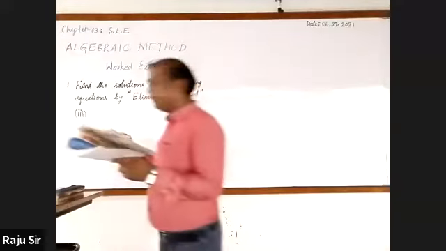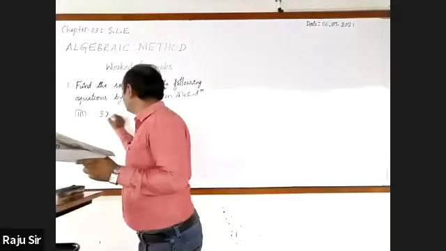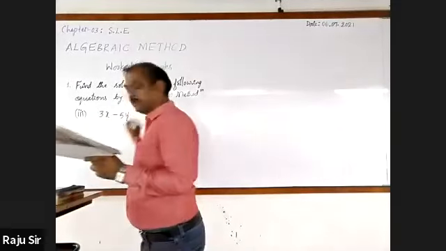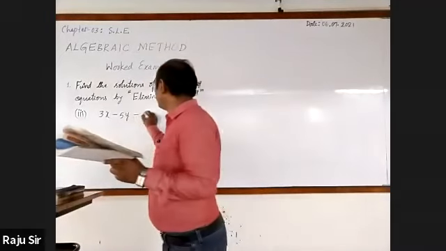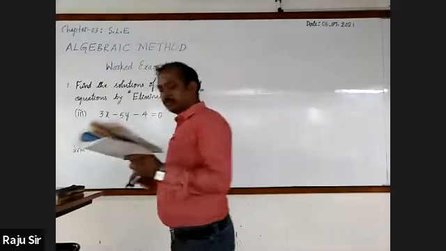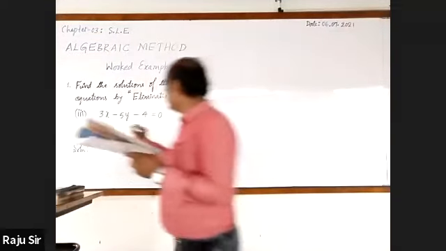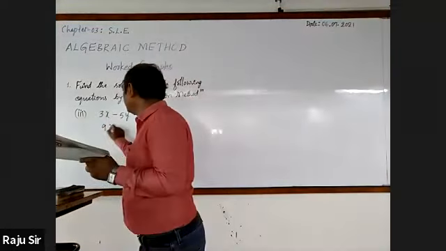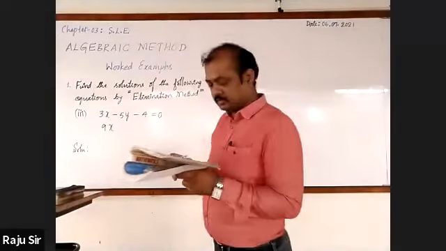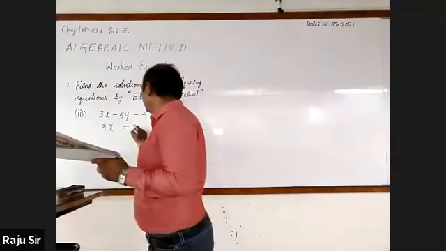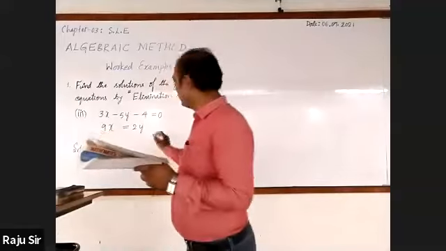3x minus 5y minus 4 is equal to 0. Next, another equation is 9x is equal to 2y plus 7.